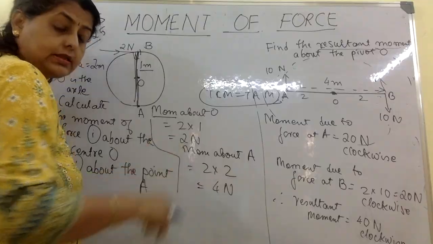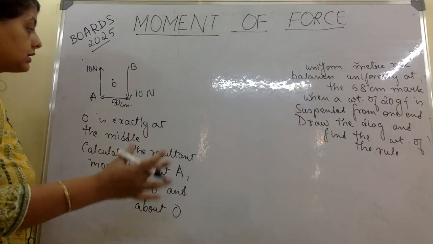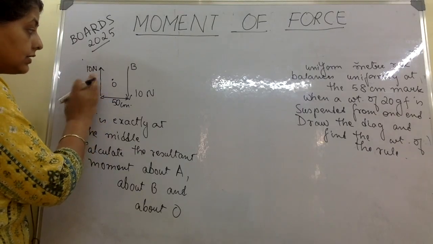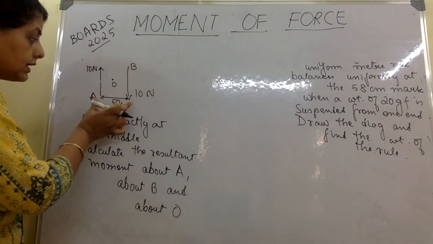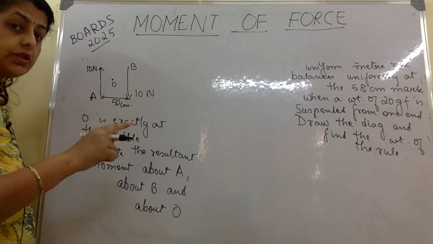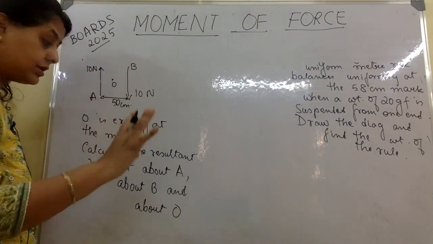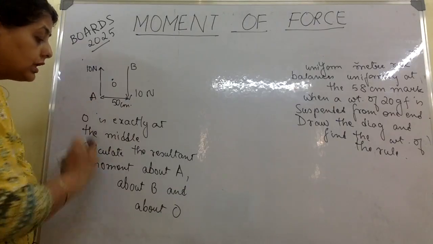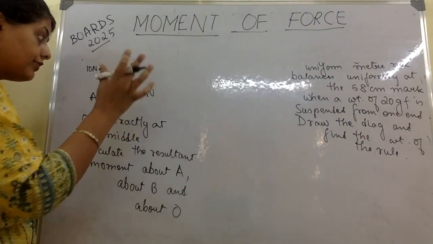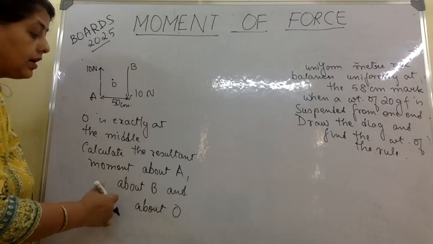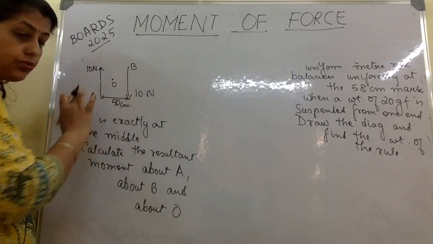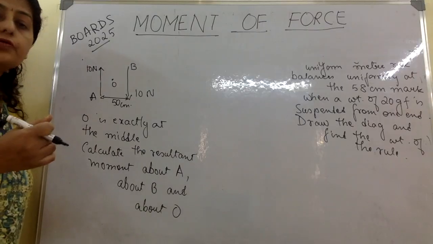Okay, don't write this. Here is a sum they have given as a diagram like this. O is exactly at the center of these two lines. This difference is a 50 centimeter mark. It is a centimeter, not a meter. Calculate the resultant moment about O. Moment about O and about B also you have to find. Moment about A, moment about B and about O. How do you find it?